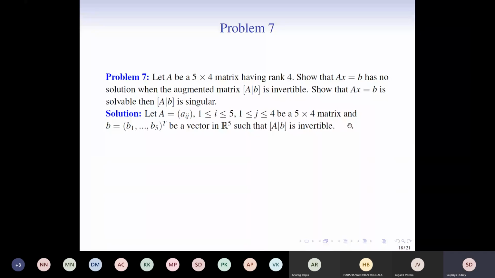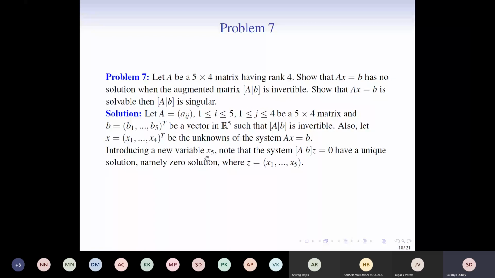Let A be denoted by the entries small aij's, a 5 cross 4 matrix, and B be a vector in R5 such that AB is invertible. So we assume that AB is invertible, and we prove that AX equal to B has no solution. Let X equal to X1, X2, X3, X4 transpose be the unknowns of the system AX equal to B. We have to show that such xi's do not exist.